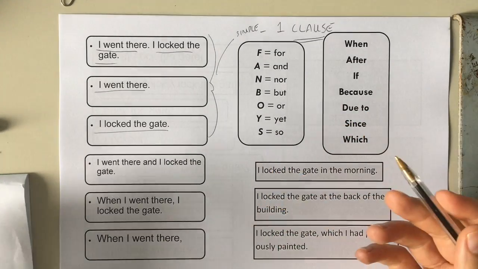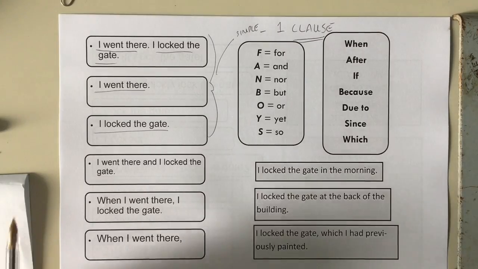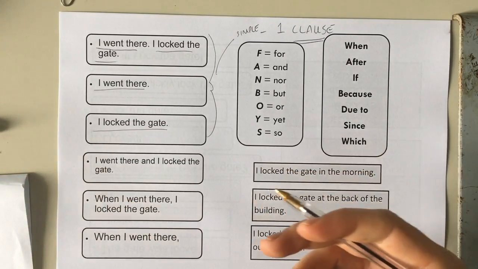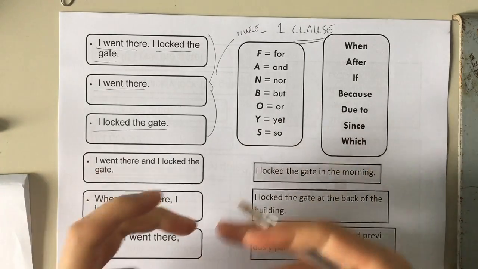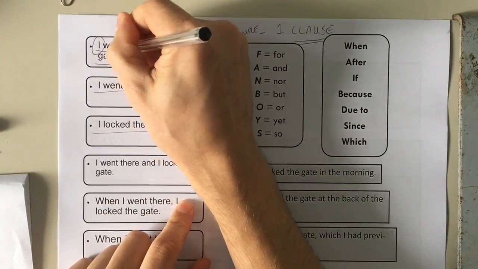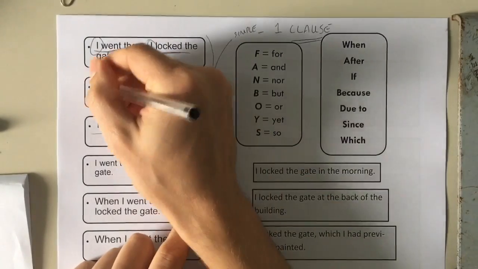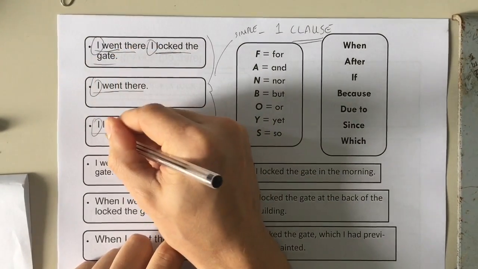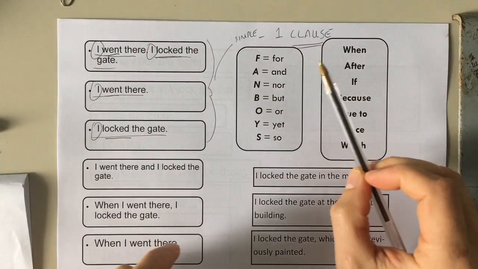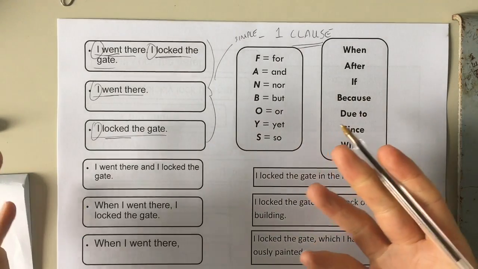And the definition of a clause is that it has a subject and it has a verb. A subject and a verb. So the subject would be the thing or the person that is doing an action, and the verb would be the action itself. So we have a look here. I is the subject and went is the verb. I is the subject and locked is the verb. I and went, I and locked. So these are simple sentences made out of one clause. The definition of a clause is it has a subject and a verb. So that's what a simple sentence is.